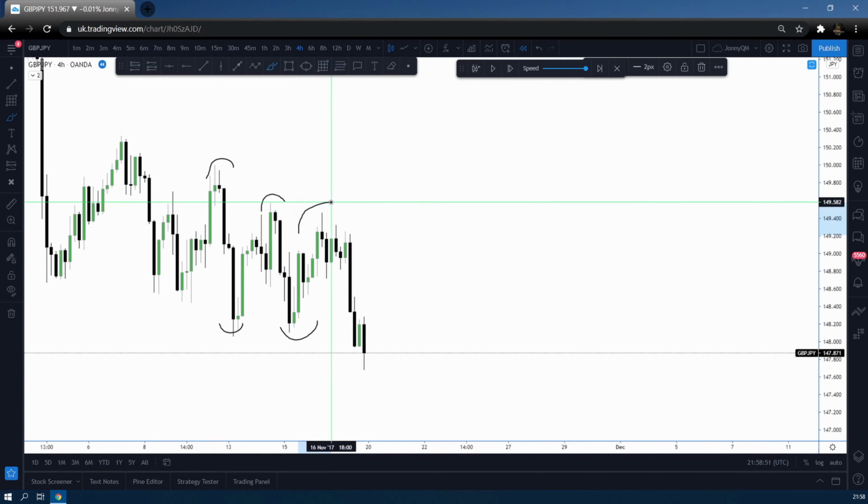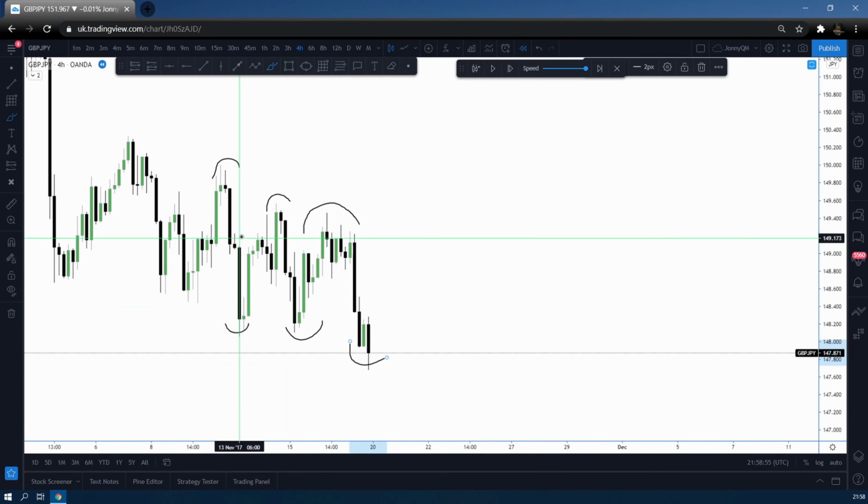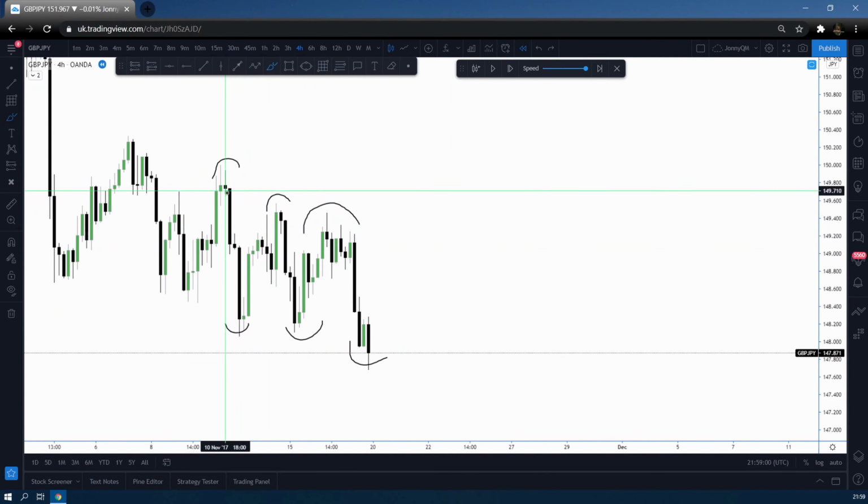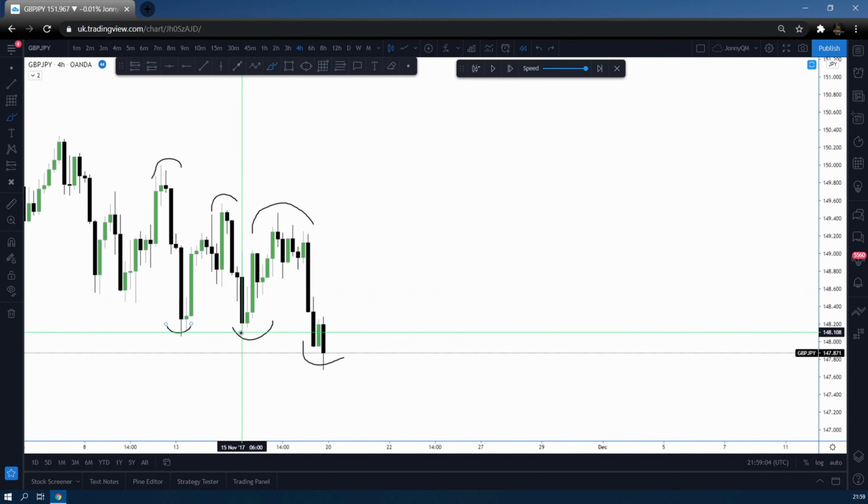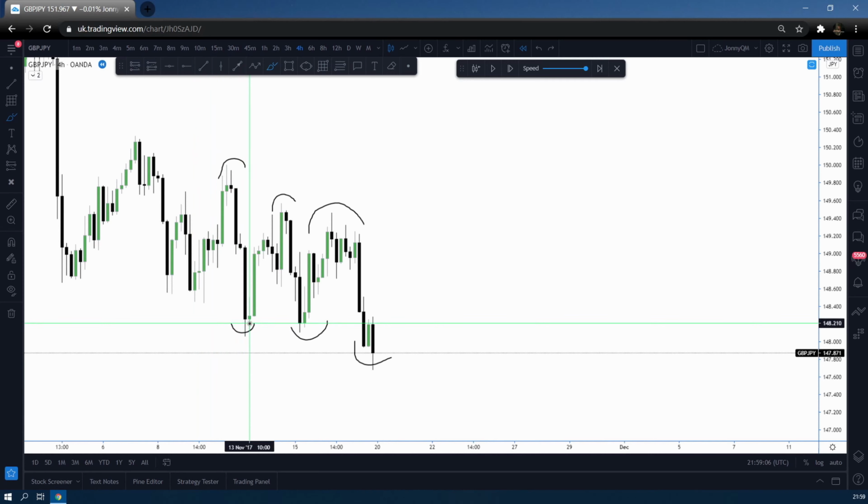Boom. Lower high created, new lower low. Now notice in this movement down over here, how long does it take for price to create the low? It takes 1, 2, 3, 4 candles. And then how many candles does it take to then create the lower high? It takes 1, 2, 3, 4, 5, 6, 7, 8. Now it's almost taken double the time to create that movement there as it has to create the low.